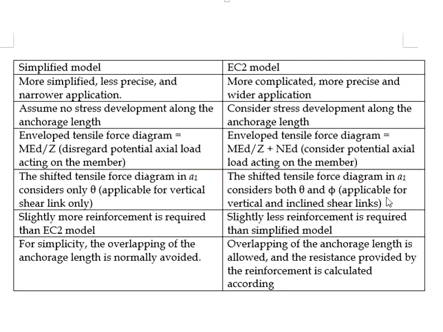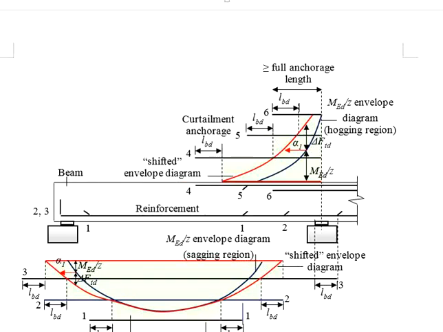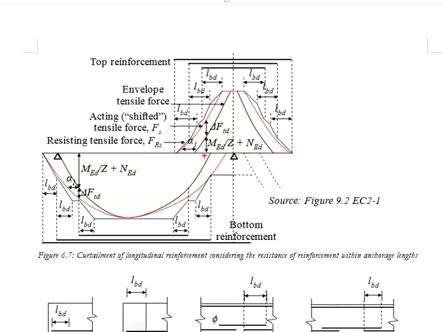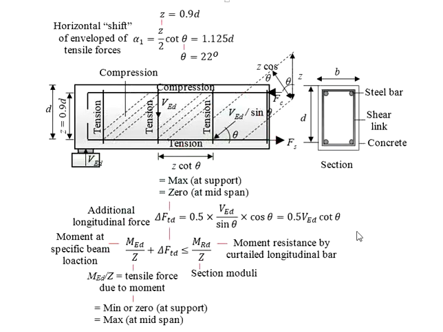horizontal shift of alpha 1. Both models involve the horizontal shift of the tensile force diagram in the magnitude of alpha 1, as can be seen here, and also here and here. The shifting of the alpha 1 provides considerations of the additional longitudinal force due to shear reinforcement.